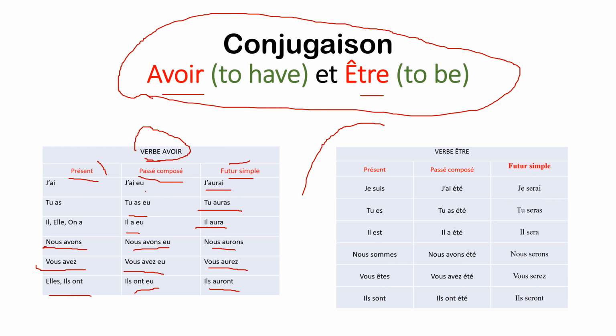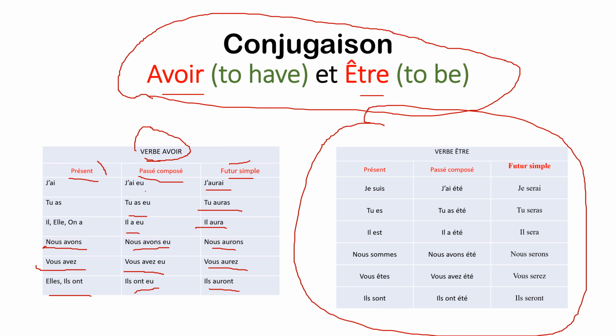And now let's look at the verb être. Here it is. Présent, passé composé, futur simple. Pour le présent, je suis, tu es, il est, nous sommes, vous êtes, ils sont. Okay? Be very careful. Here it's ils ont, here it's ils ou elles sont. Pour le passé composé, j'ai été, tu as été, il a été, nous avons été, vous avez été, ils ont été. Okay? Futur simple, je serai, tu seras, il sera, nous serons, vous serez, ils seront.